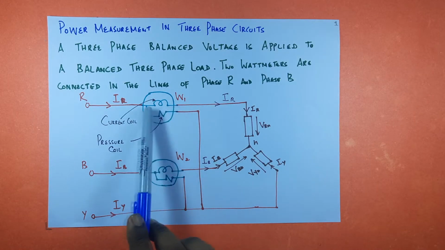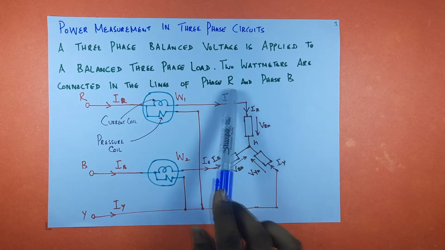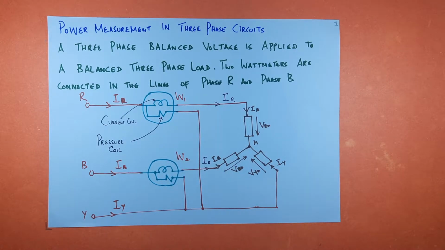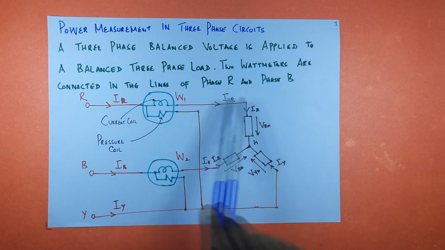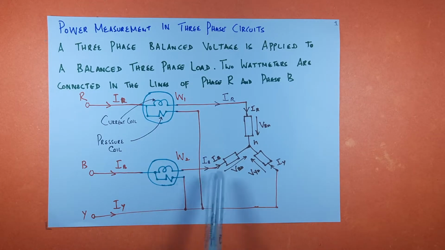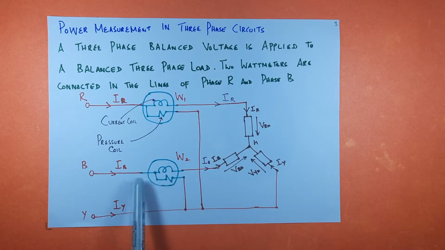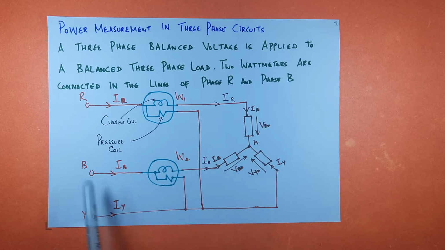This current coil is connected in line, that is, it measures this current IR. Through this line it is connected in series with the line, and in series with the line B, W2's current coil is connected. This is your pressure coil. The first wattmeter is connected between the phases R and Y, whereas the second wattmeter between B and Y.